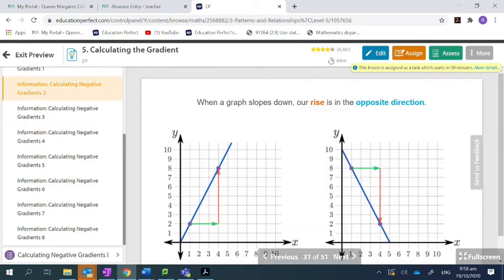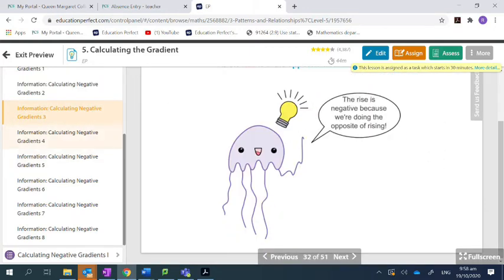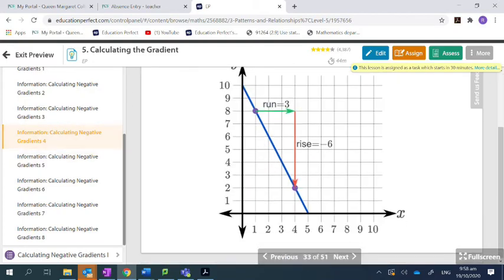Now, what about if they're negative? You're just going to still count. I hate it that they count backwards. I don't like theirs. Hold on. Let's see if they'll give us a blank one.